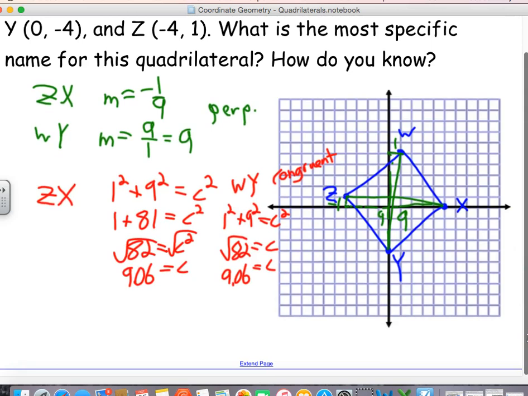So we might want to write a statement down here: square because diagonals congruent and perpendicular. I like to use a lot of symbols and abbreviations when I'm doing my statements, but you need to be explicit and make sure you write those statements out. Okay, let's do another one.